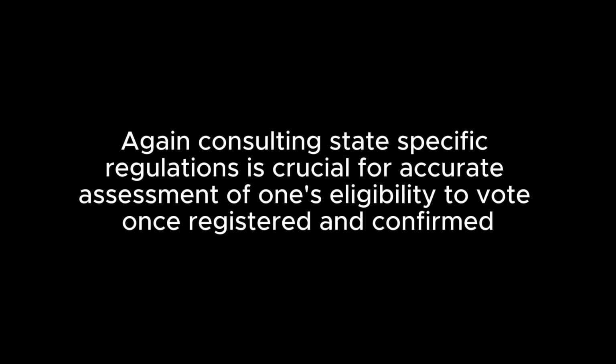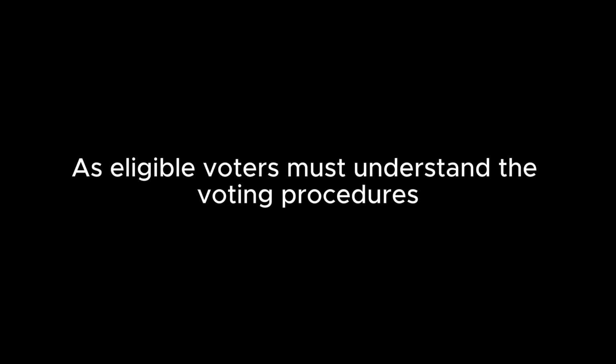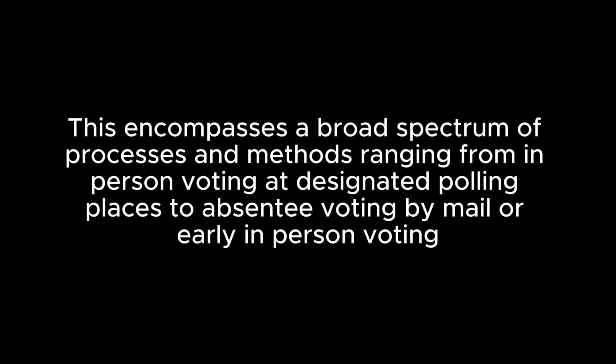The legal standards for determining mental incapacitation also vary widely, leading to further complexities in the application of these eligibility requirements. Again, consulting state-specific regulations is crucial for accurate assessment of one's eligibility to vote. Once registered and confirmed as eligible, voters must understand the voting procedures. This encompasses a broad spectrum of processes and methods, ranging from in-person voting at designated polling places to absentee voting by mail or early in-person voting. The availability of these options varies widely across states, influencing the voter experience and accessibility of the electoral process.